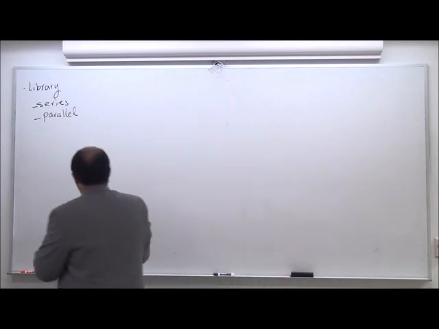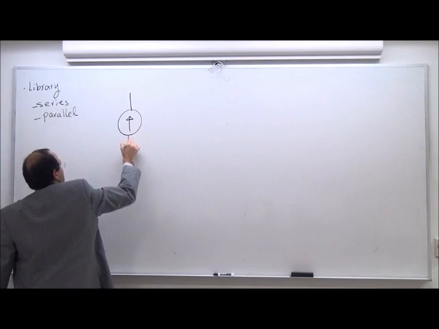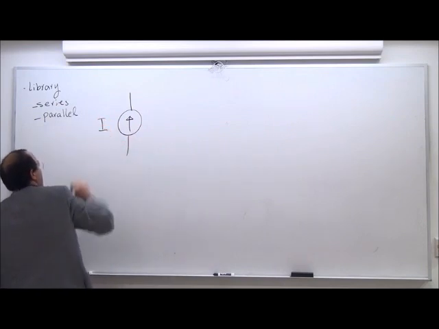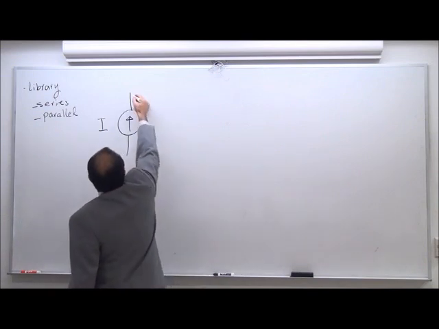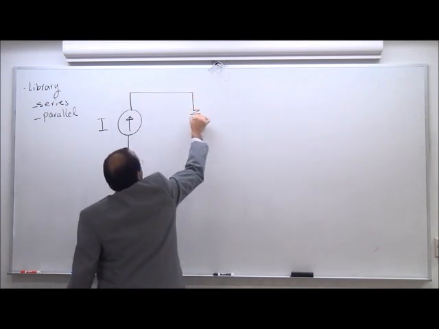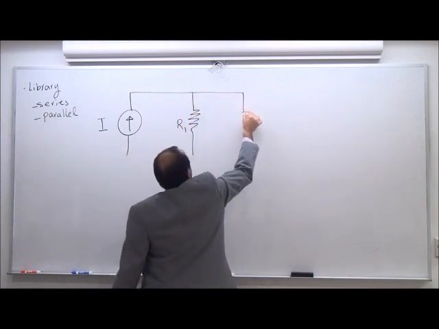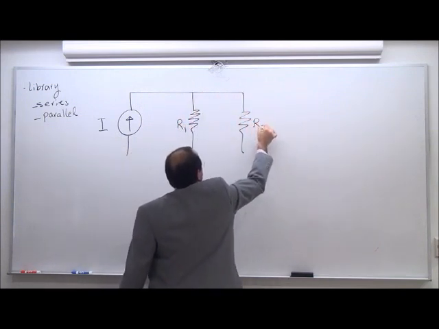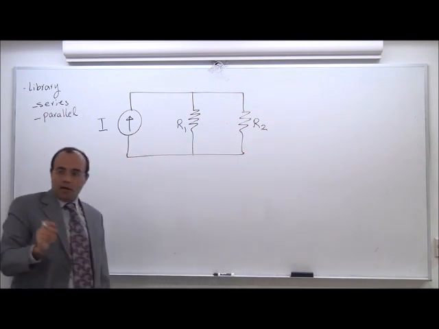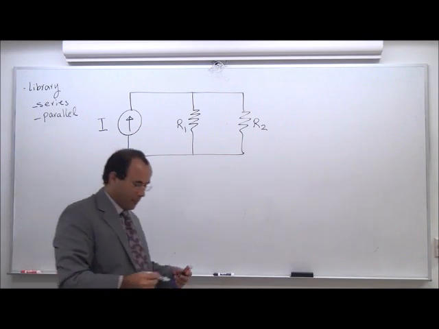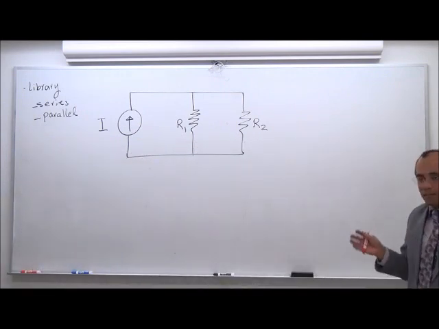Okay, in the parallel structure, I'm looking at a current source. Let's call this value I. I is known to us. That's 10 amps, for example. Then I'm going to have a resistor, R1. Then I'm going to have another resistor, R2. I know R1, I know R2, and I know I. Question: solve the system. What does it mean? Find me all the variables and unknowns in the design.